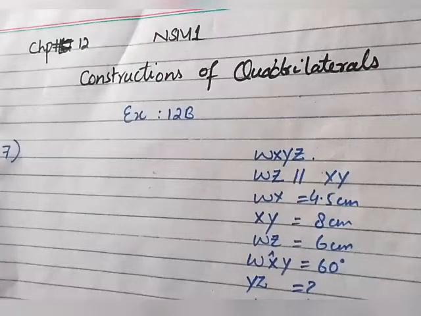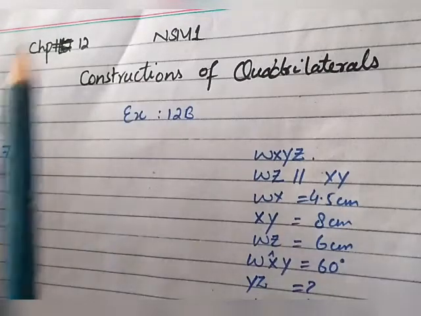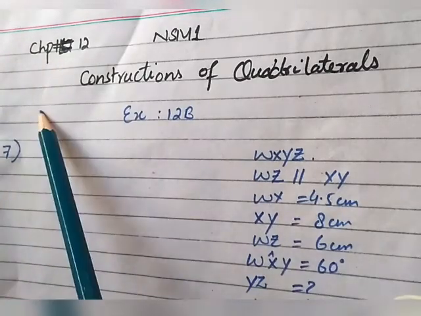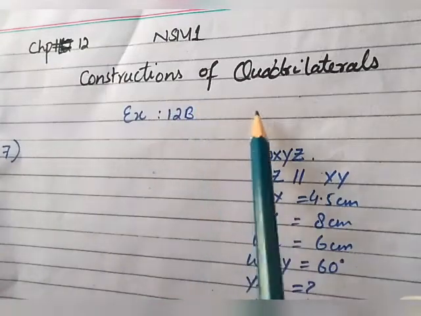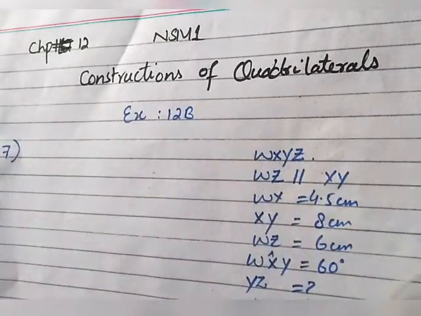So students, as you know, we have started chapter 12 that is related to geometry. Today we'll do chapter 12, construction of quadrilaterals, exercise 12B, question 7. All the questions of this chapter from 1 to 6 have been uploaded. Now today is the turn of question 7.